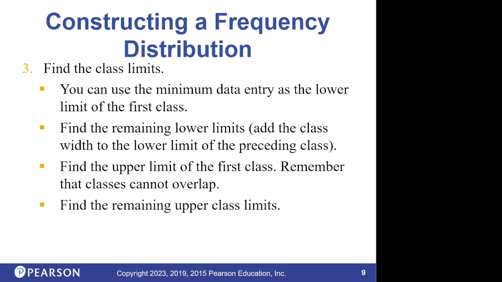Then we're going to find the class limits. And so we take the minimum data entry and we make that the lower limit of the first class. And because we've found the class width now, we can add the class width to each lower limit to build all the lower limits. And then we can do the same thing for the upper classes. And the nice thing is a lot of our calculations will just be repeating using the class width on a piece of our data.